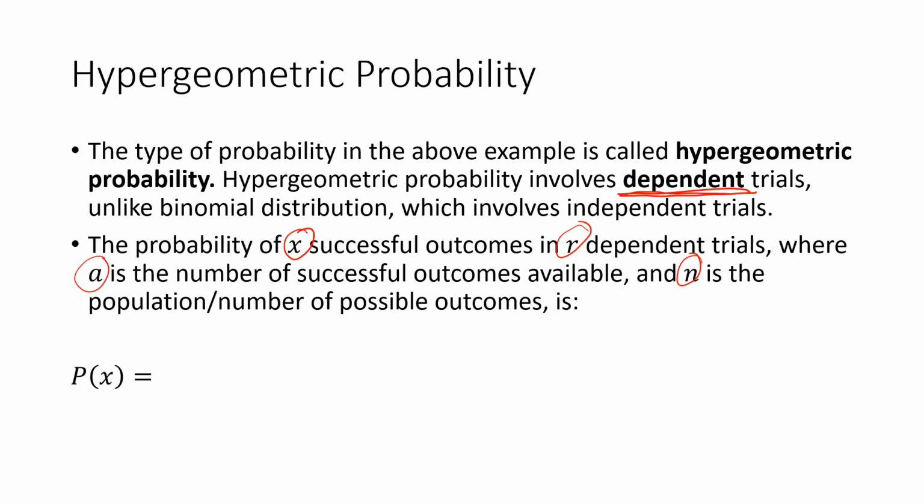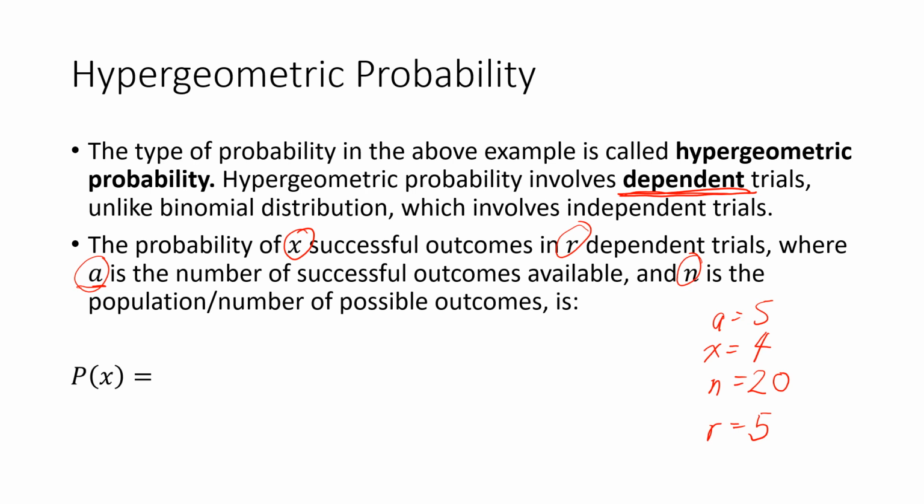Let's look at the example of the lottery that we just did. How many successful outcomes were there? How many possible winning numbers were there? 5, right? And how many successful outcomes were we counting? We want to see what was the probability of getting second place, right? Which involved matching 4 of the 5 winning numbers. And N would be the total number of numbers available, right? There are 20 numbers. And lastly, R would be the number of trials that we did. We selected 5 numbers.